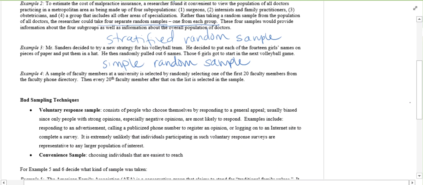Okay, example 4. A sample of faculty members at a university is selected by randomly selecting one of the first 20 faculty members from the faculty phone directory. Then every 20th faculty member after that on the list is selected in the sample. So they randomly select one of the first 20 faculty members from the phone directory, then go through and take every 20th member after that. By doing that in a systematic pattern, this is called systematic sampling.